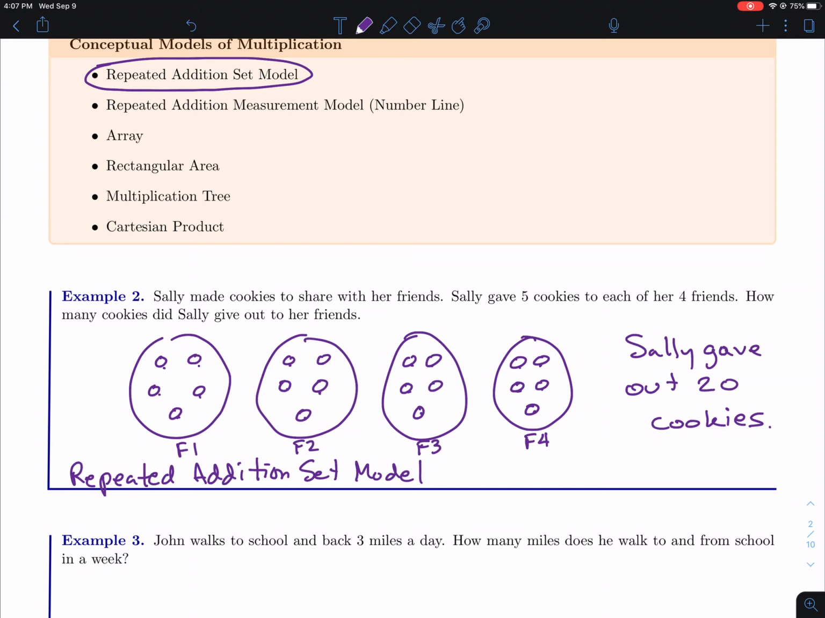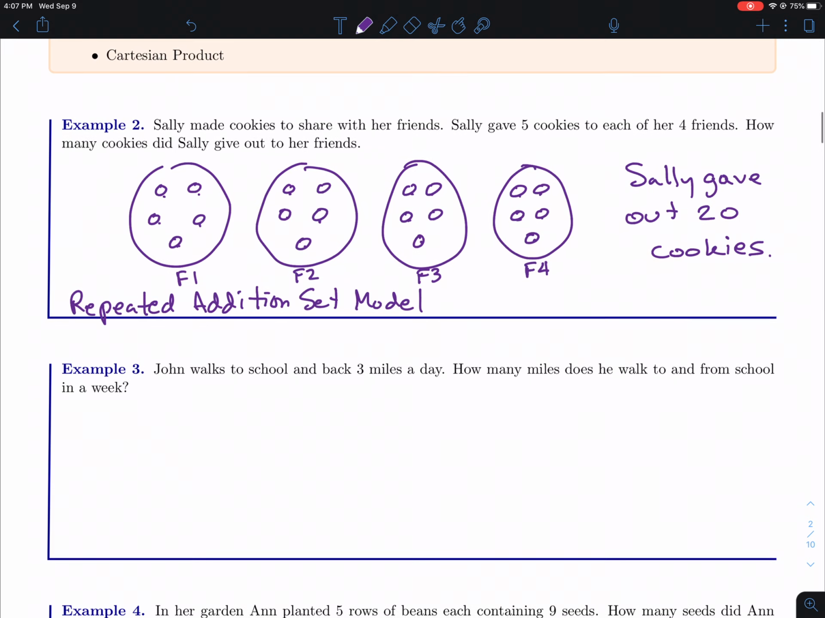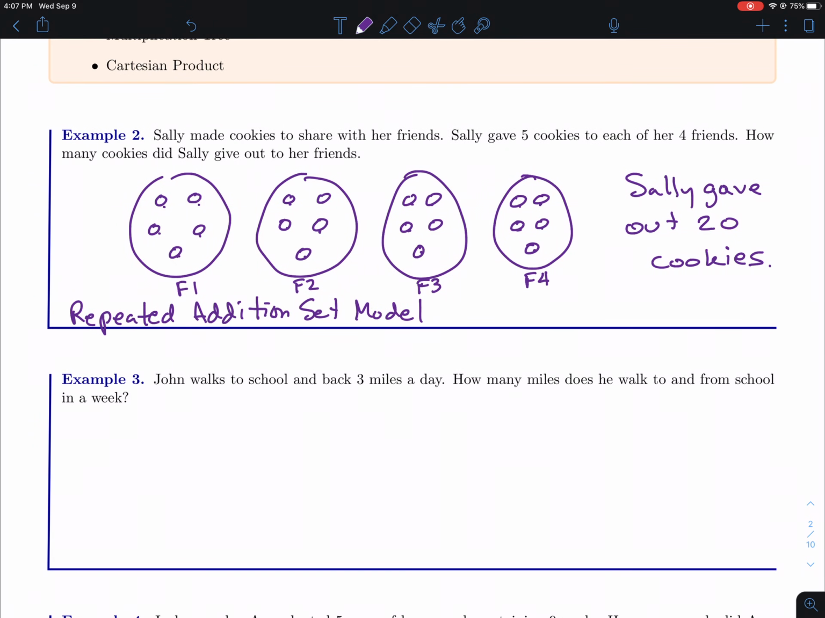So let's look at example 3 here. John walks to school and back 3 miles a day. How many miles does he walk to and from school in a week? Again, we're going to assume that school is just 5 days. And he's obviously not doing online school, because otherwise there would be no reason to walk to school. So he's obviously somewhere where they've allowed kids to go back to school. So we're going to think of this as 5 days, and we want to walk 3 miles a day.